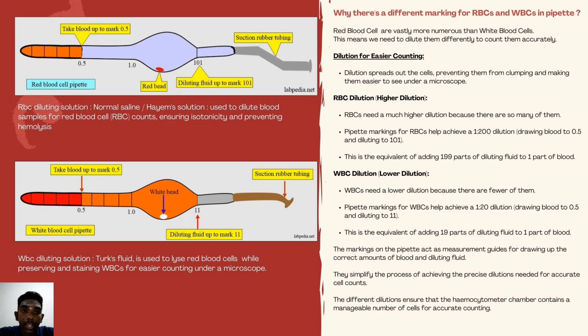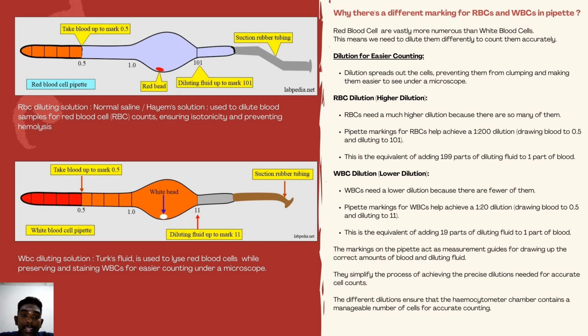So for RBC dilution, RBC needs a much higher dilution compared to WBC because there are so many of them, and the pipette marking for RBC helps achieve a 1/200 dilution. For example, we draw the blood up to 0.5 and dilute it with the RBC diluting solution until 101. This is equivalent to adding 199 parts of diluting fluid to 1 part of blood.